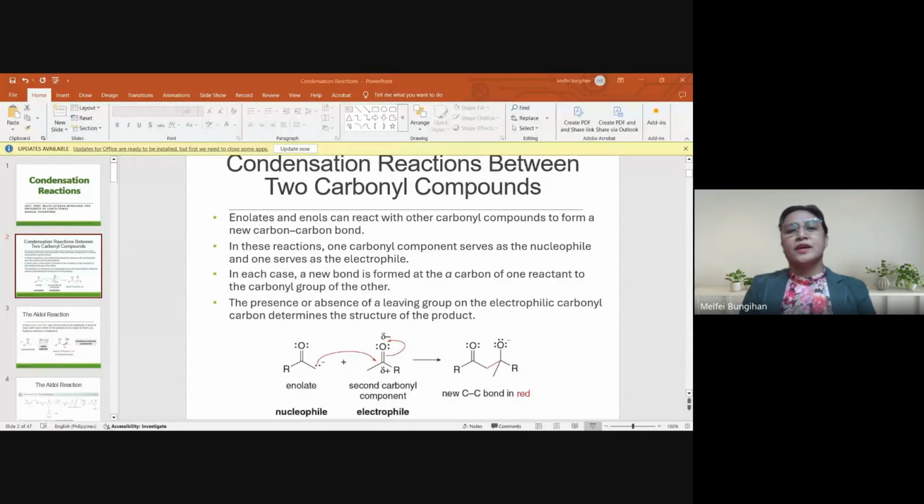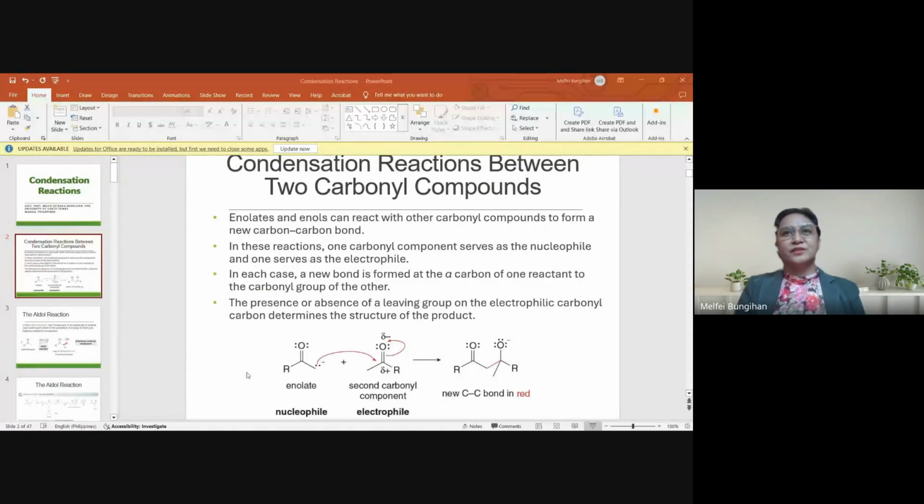They come together. And I will be discussing condensation reactions between carbonyl compounds, these two carbonyl compounds. So when we say carbonyl compounds, these are our aldehydes and ketones. And so in this reaction, enolates and enols react with other carbonyl compounds to form new C-C bonds. Just like you see here, an enolate is called a nucleophile, and an electrophile is your enol.